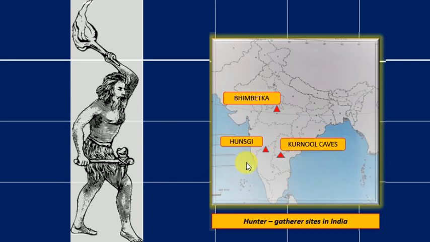Now look at the map of India. Here, three triangular regions are shown in red. This is Bhimbetka, this is Hunsgi, and this is the region of Kurnool Caves. And the picture is tagged as hunter-gatherer sites in India. Yes, archaeologists have found evidences of hunter-gatherers in these three areas of India, namely Bhimbetka, Hunsgi, and Kurnool Caves.